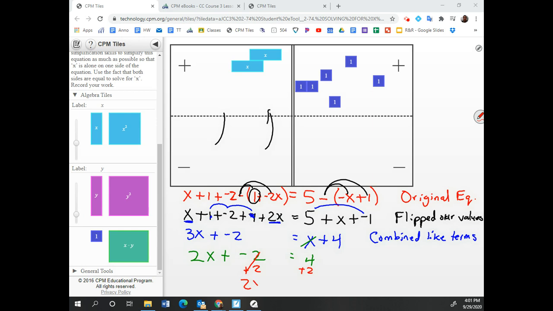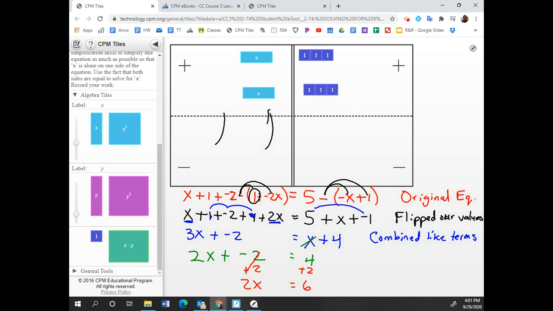And now I'm left with 2x equals 6. And then if 2x is 2, if these two have to equal these 6, that means each one of these must be equal to 3. So if I divide both of these sides by 2, I'm almost out of room here, divide by 2, I get my answer, which is x equals 3. And that is how I do this process. That is what we're aiming for.